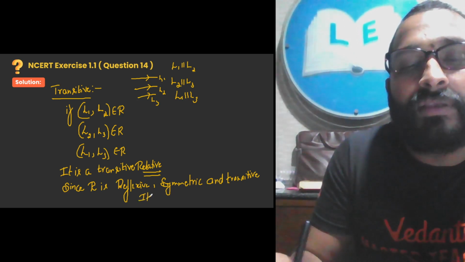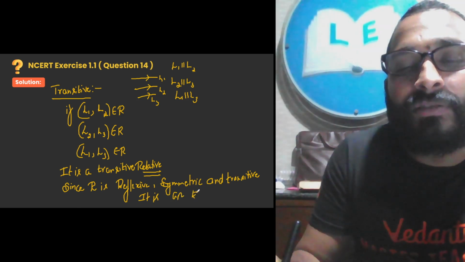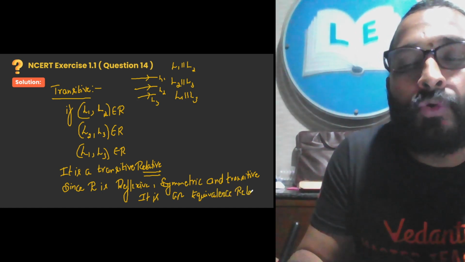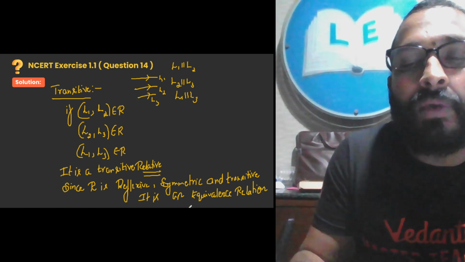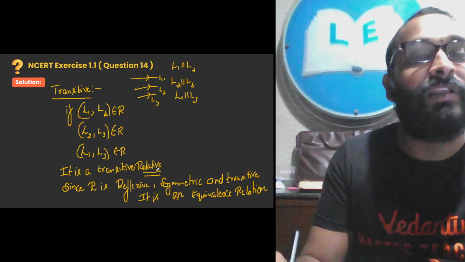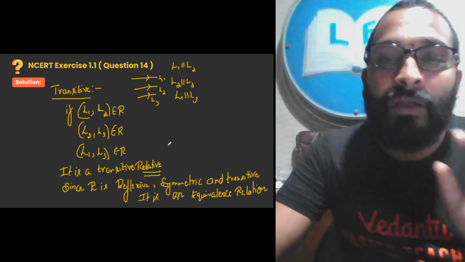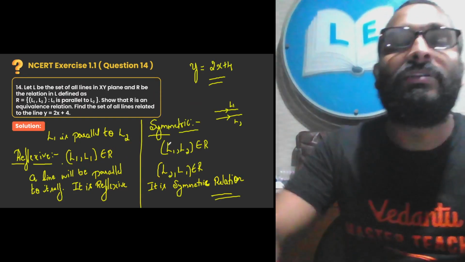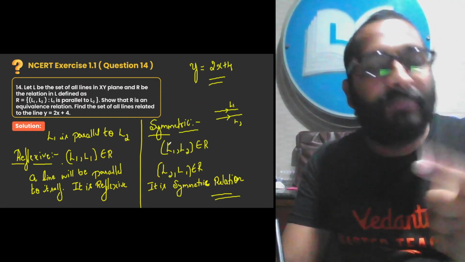It is an equivalence relation. Yes, children, true. It is an equivalence relation, right? So here, in the parallel case, if the relation is given as L1, L2 parallel to each other, in that case it is reflexive, symmetric, and transitive.